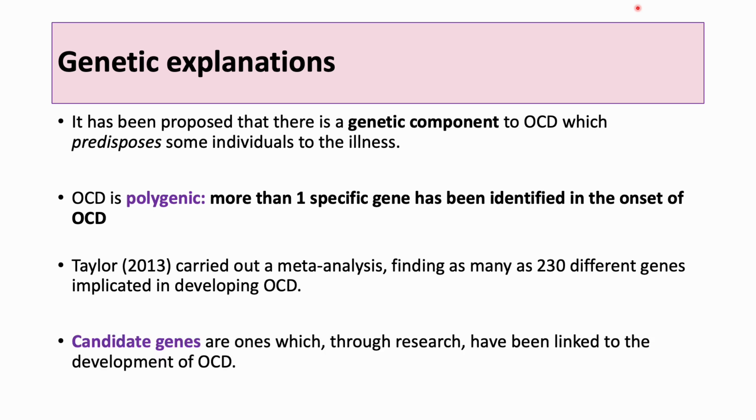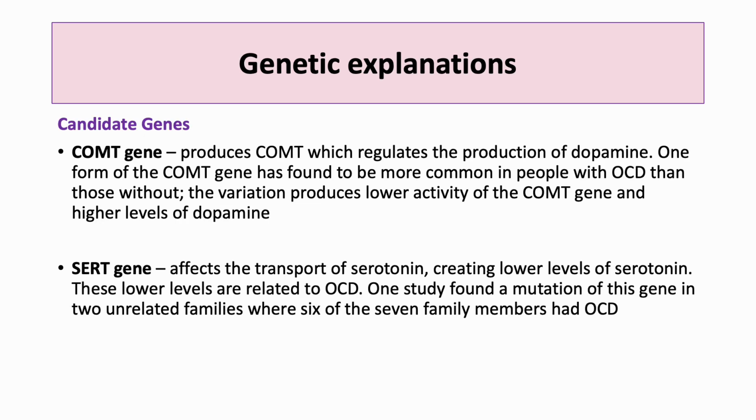So moving specifically on to genetic explanations, you need to be aware of candidate genes. Because OCD is polygenic, you need to recognise that actually some specific genes have been linked to OCD. And the two candidate genes that you can use to explain your knowledge of genetic explanations for OCD are the COMT and the SERT gene. So the COMT gene produces COMT, and the role of COMT is to regulate the production of dopamine. So COMT is linked to the neurotransmitter dopamine.